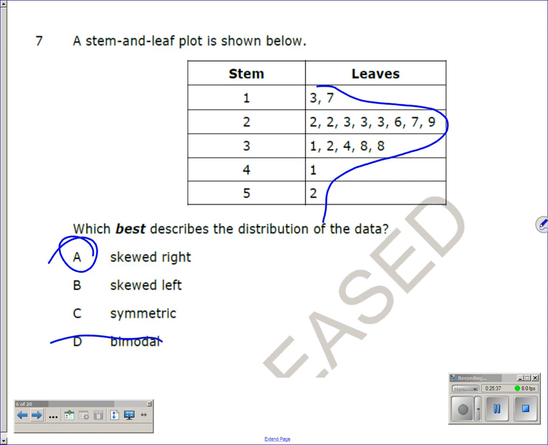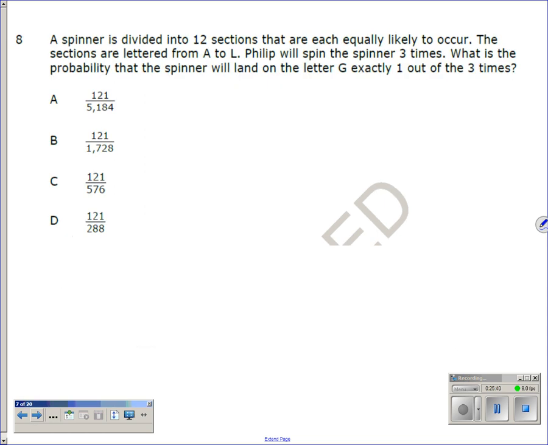But this question right here, there's like 3 of these on here, I feel like. Okay? This is number 8. This question just pops up. This is why I kind of chose the probability unit to be one of our last units. Let's see if we can remember it. A spinner is divided into 12 sections that are equally likely to occur. Okay, 12-section spinner. A to L. Philip will spin the spinner 3 times. Okay, cool. What is the probability that the spinner will land on the letter G exactly?